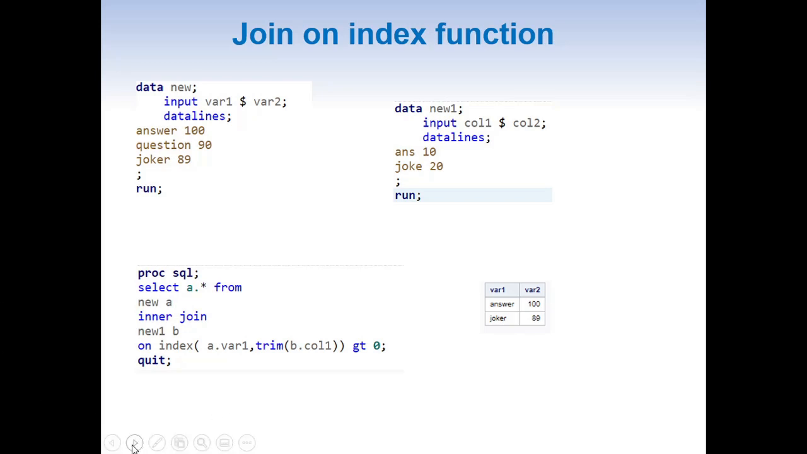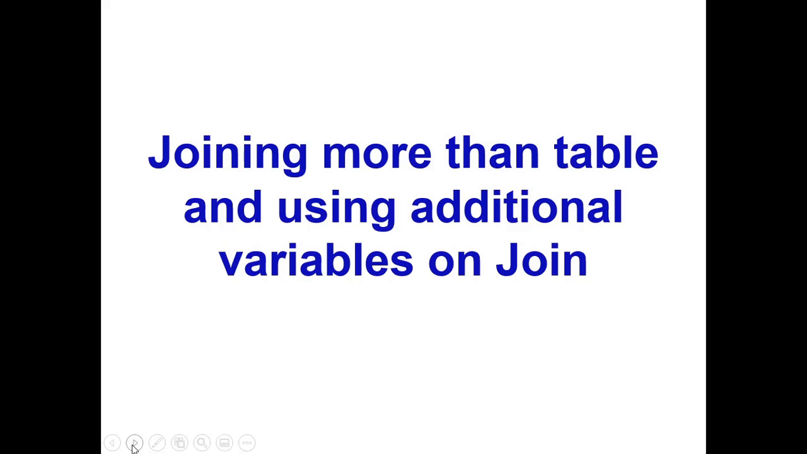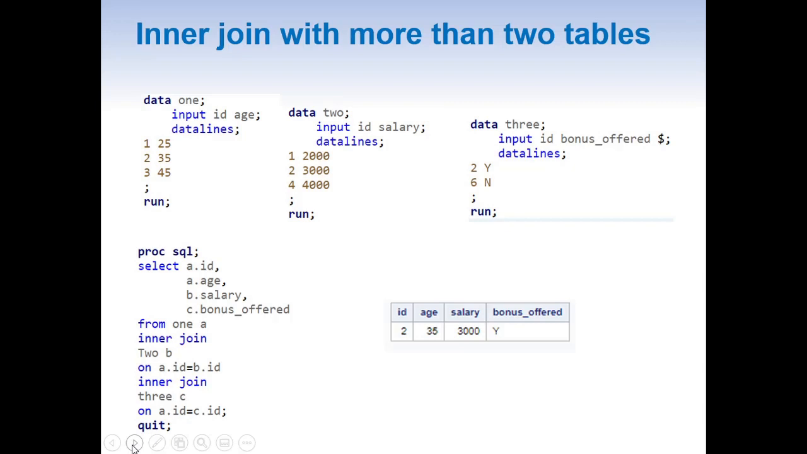Now let's also quickly look into different things. Till now I have been just joining with only one table. Now let us discuss joining with more than one table and using additional variables on join. Here I have three data sets which I have called data 1, data 2 and data 3. So what we are going to do?